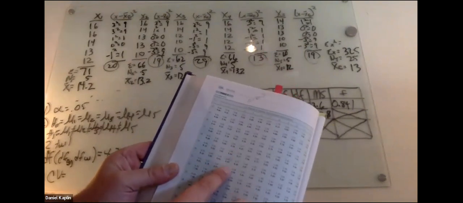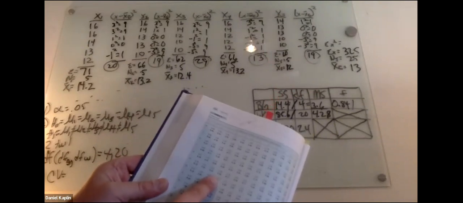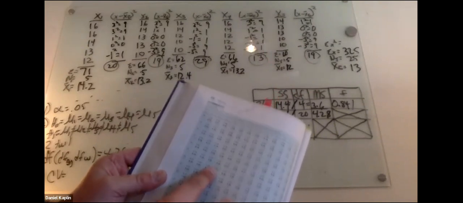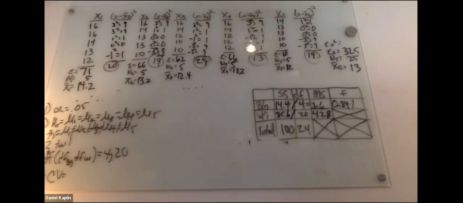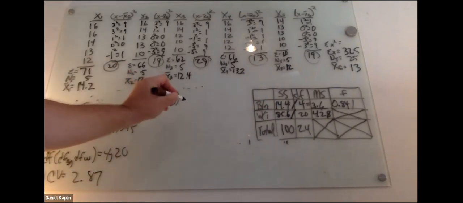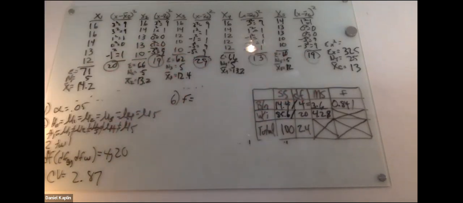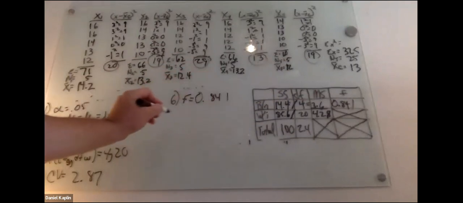Now you'll notice there are 2 numbers. The bottom number, which is bold, is an alpha of 0.01. The regular font is 0.05, which was our alpha. So here we are with a critical value of 2.87. Step 6 was to calculate our F test, although we always do that out front. So this would be 0.841. Step 7 is to make a decision.